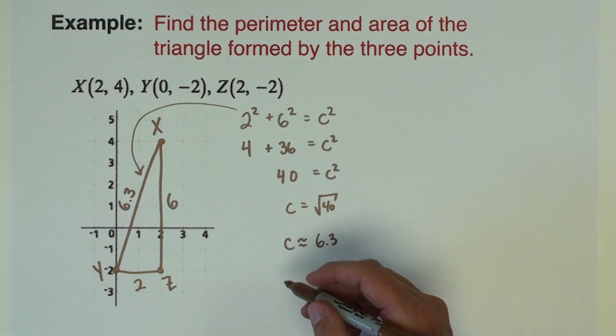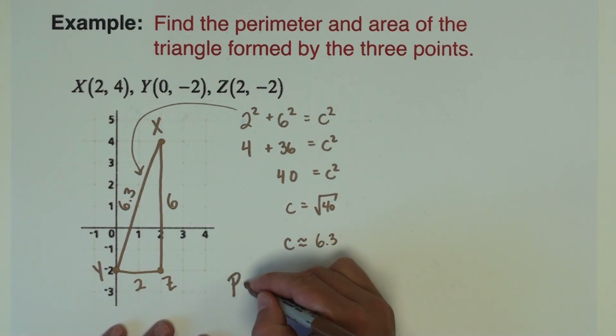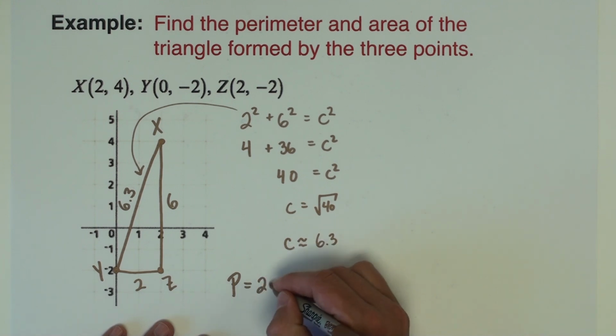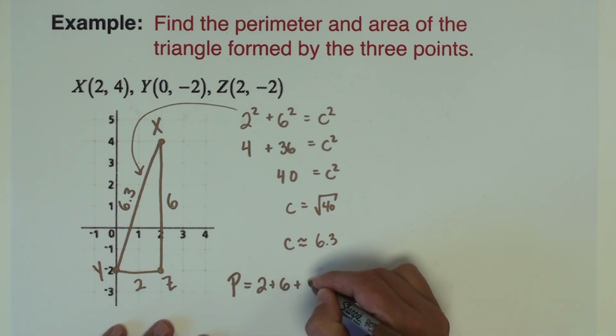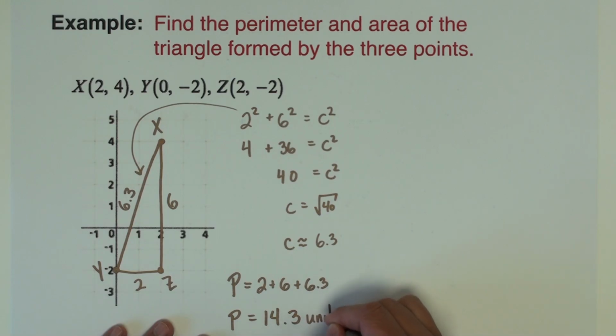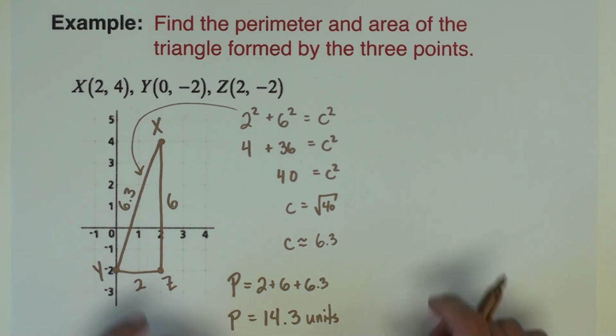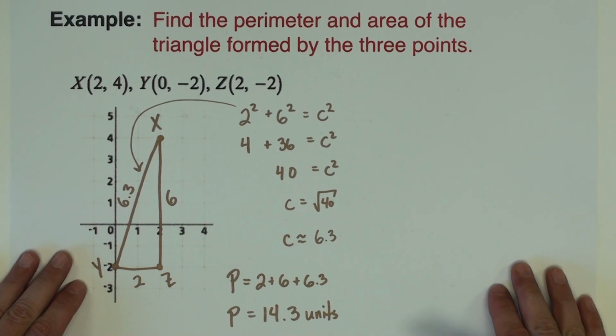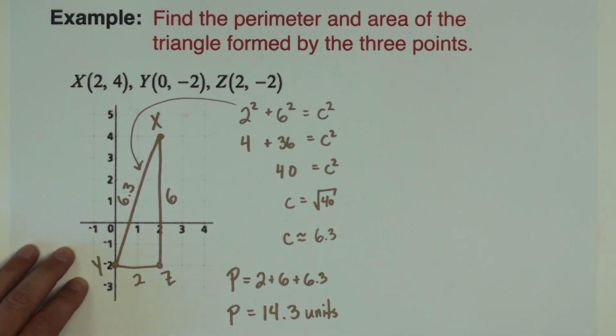So our perimeter then, let's do P for perimeter, is going to be 2 plus 6 plus 6.3. Perimeter looks to be 14.3. I'm just going to put units. Okay. Hopefully we can see that on the video. Okay, next let's do area.